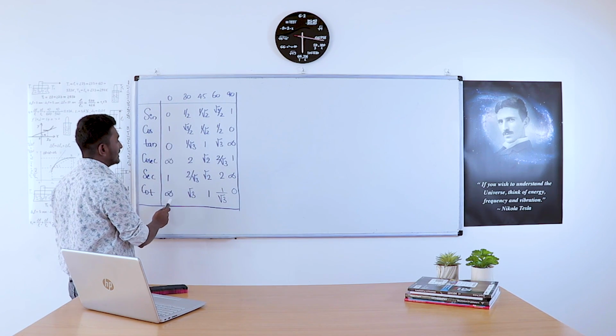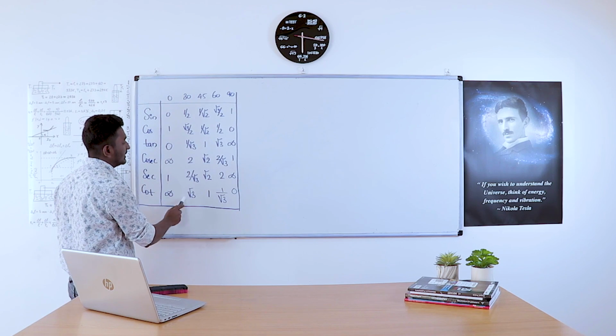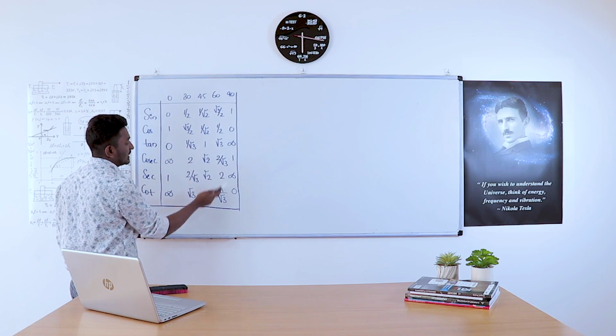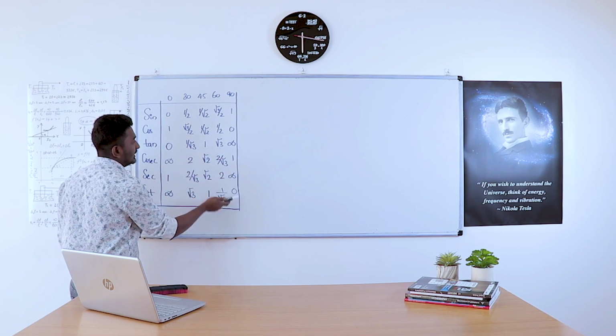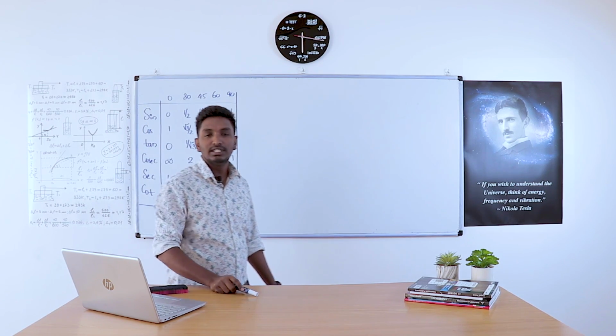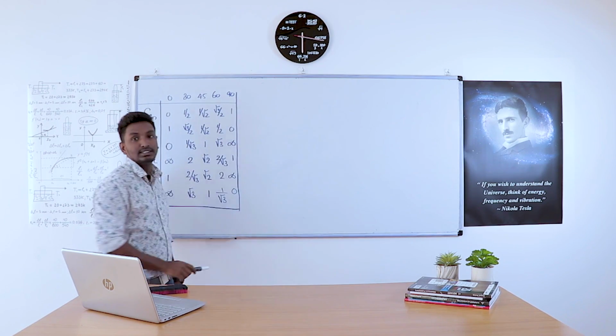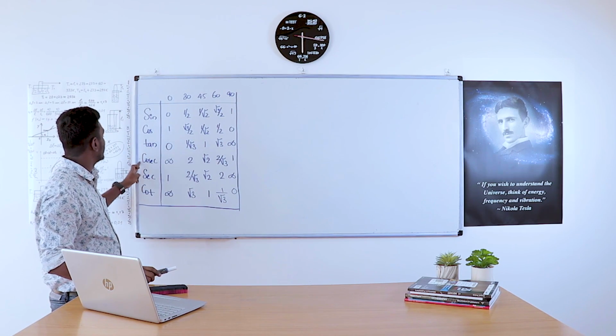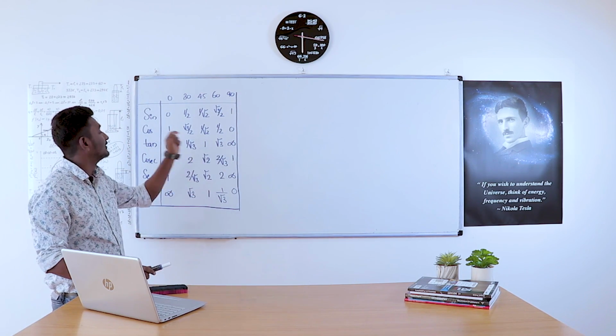0. 1 by 0 becomes infinity or not defined. 1 by root 3 becomes 1 by root 3. Infinity, 1 by infinity: if 1 by 0 is infinity, then 1 by infinity is 0. That's it. So these are the sine, cos, tan, cosec, sec and cot values of specific angles.